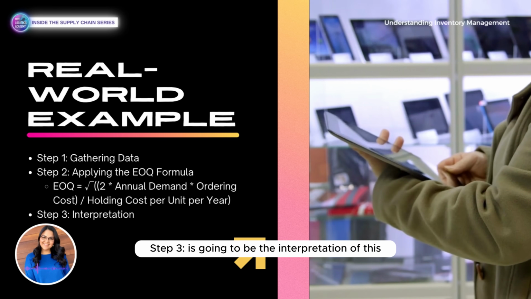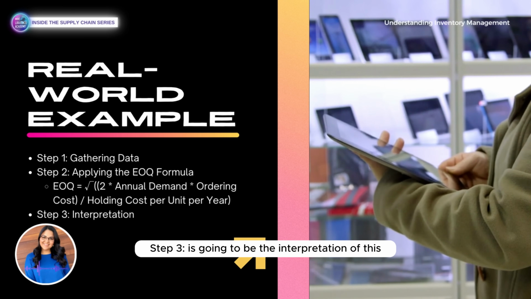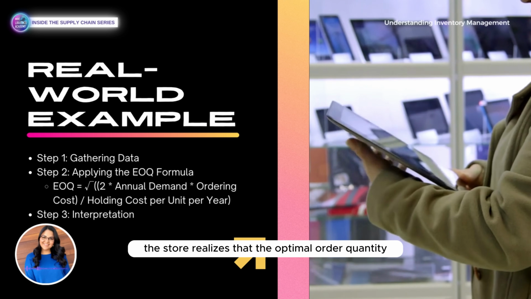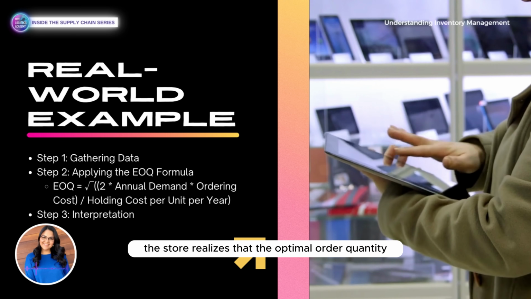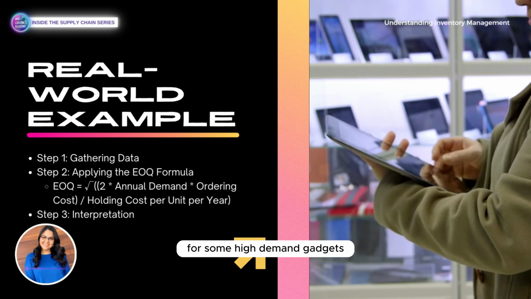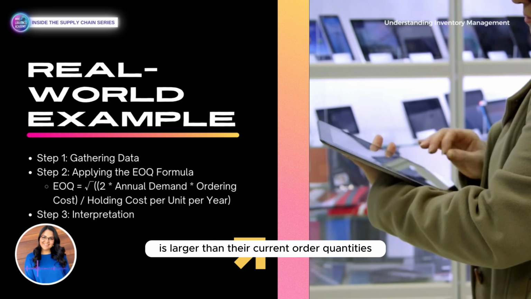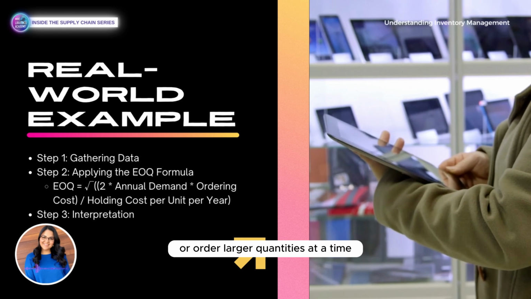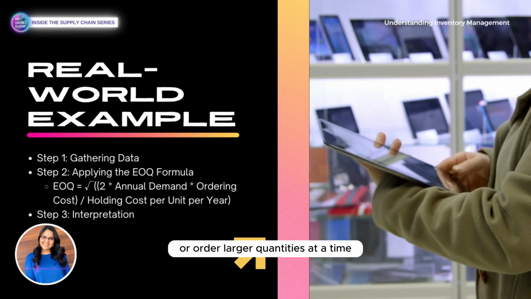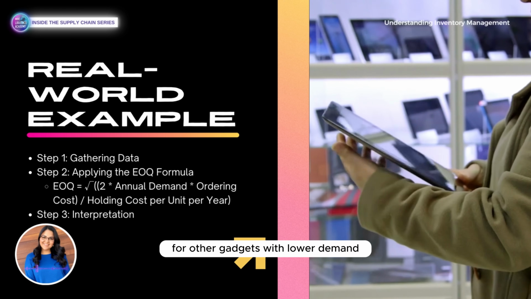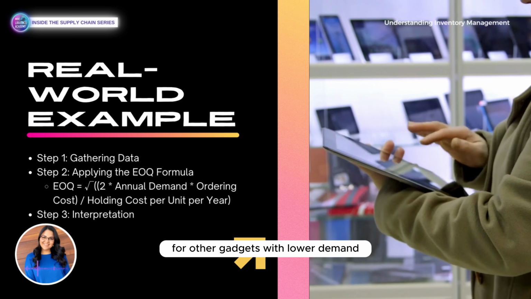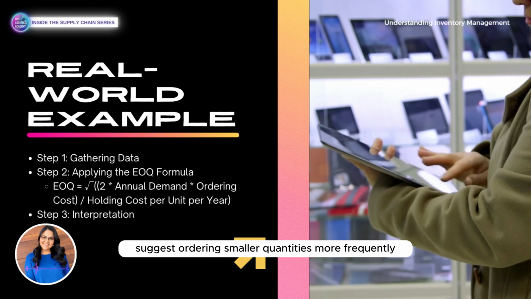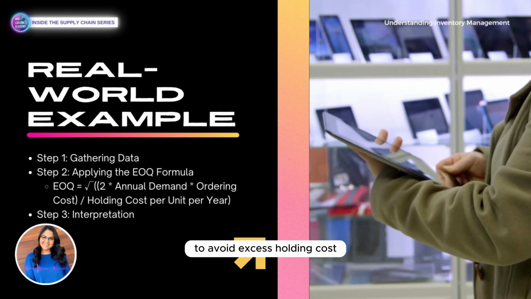Step 3 is the interpretation of this. After we calculate the economic order quantity for each gadget, the store realizes that the optimal order quantity for some high demand gadgets is larger than their current order quantities. This means that they can reduce the frequency of orders or order larger quantities at a time. For other gadgets with lower demand, the economic order quantity suggests ordering smaller quantities more frequently to avoid excess holding cost.